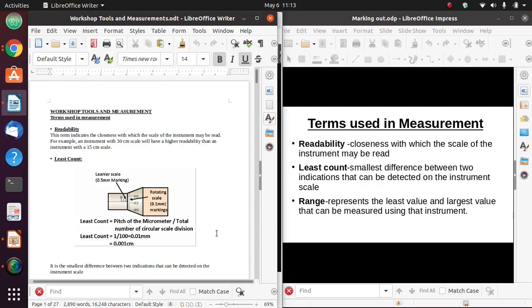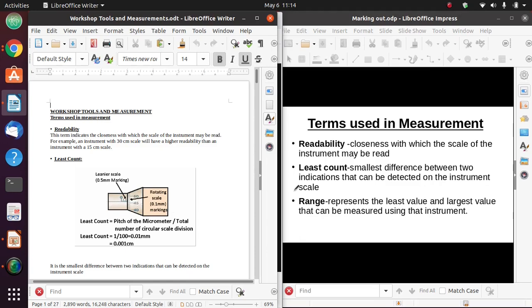Now, the first term is readability, and this indicates how close the scale of that instrument can be read. For example, when you take your ruler, you have a 15 centimeter ruler and you have a 30 centimeter ruler. Utapata kwamba that 30 centimeter ruler will be read easily. That scale will be read easily as compared to that of a 15 centimeter ruler. So how easily you can be able to read that instrument, the measuring instrument, the scale of that measuring instrument is what we term as readability.